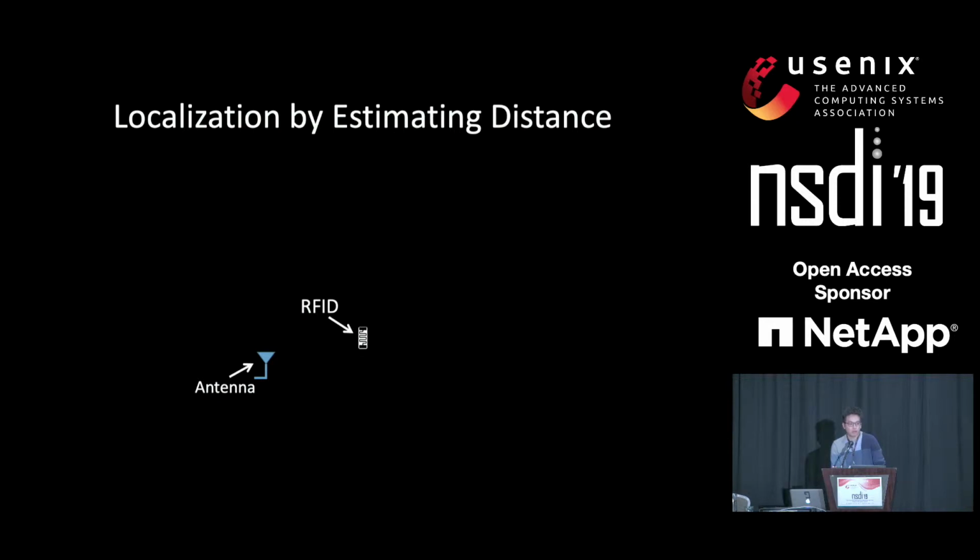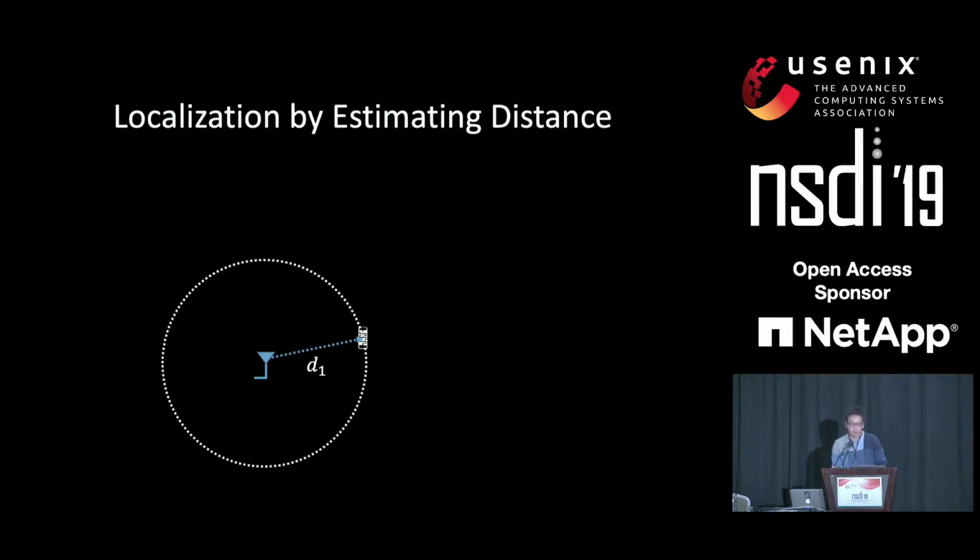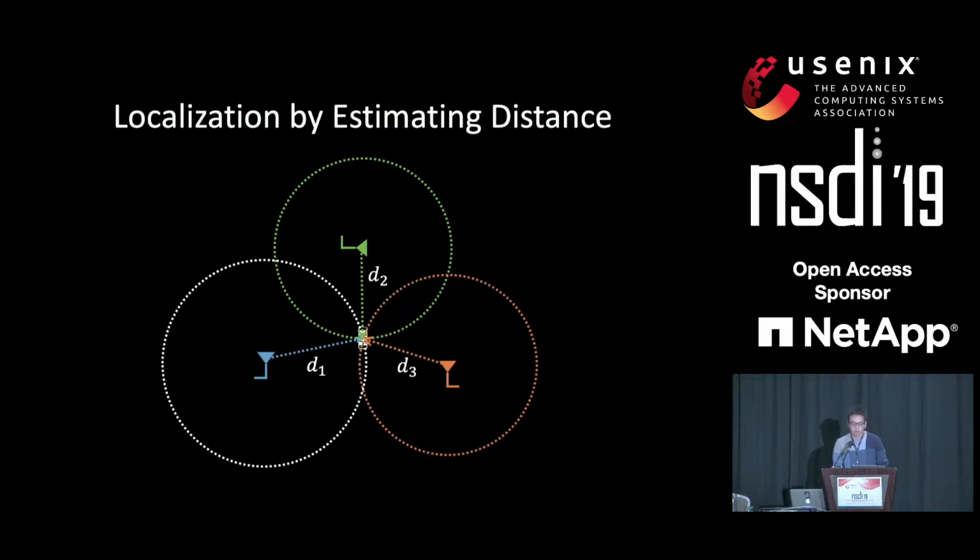Then according to the received signal, let's say we'll somehow be able to estimate the distance between the antenna and the RFID. Then we know that the RFID is on the circle centered at the antenna with a radius of d1. Now, if we add two more antennas, we can find the location as the intersection point of all three circles. Localizing by estimating distance is a standard practice, and people usually differ in how they estimate distance.